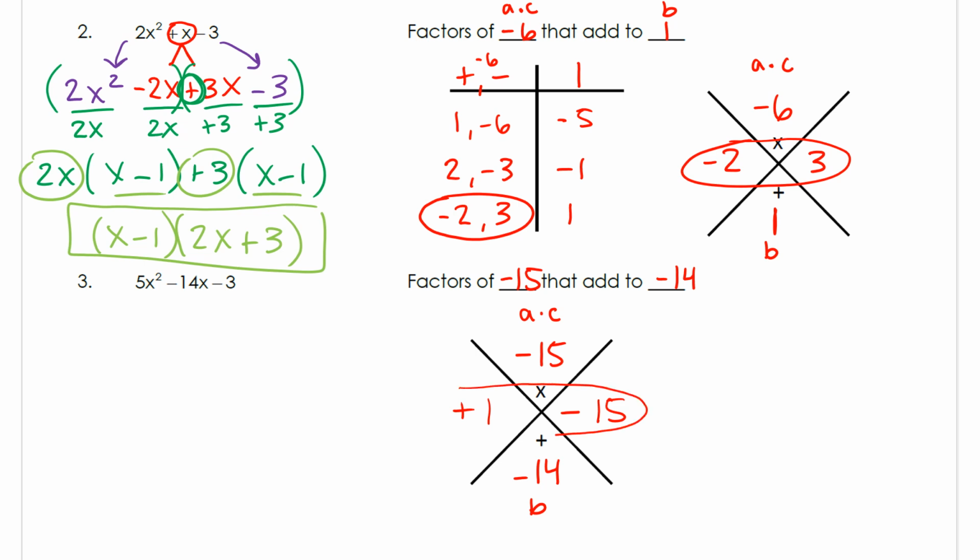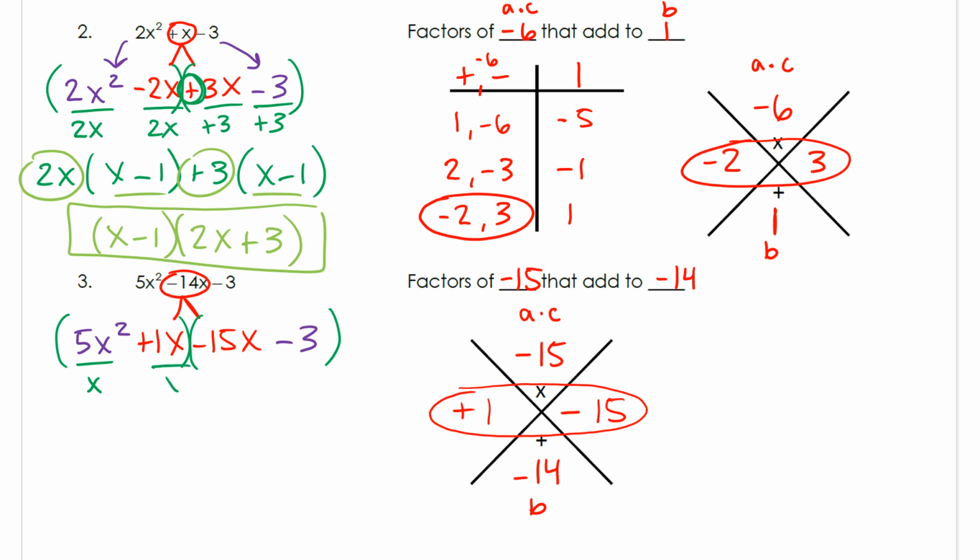So then I would take those two numbers and I'm going to split up this bx term. So then I have a +1x minus 15x, and then again bring down a, so 5x squared, bring down c, -3, and then factor by grouping. So group the first two, group the last two.